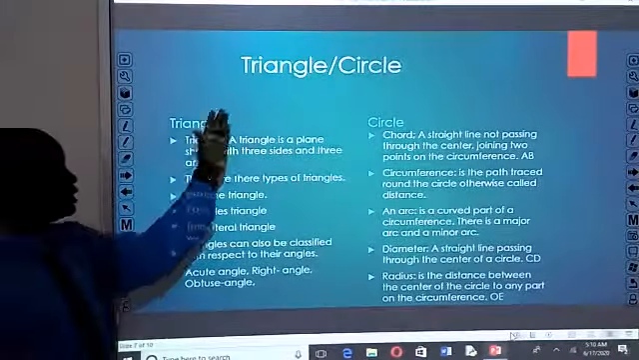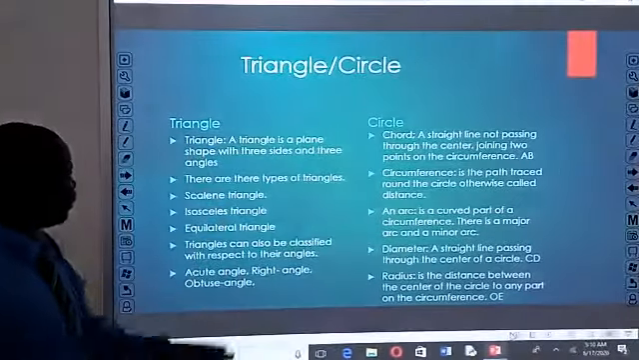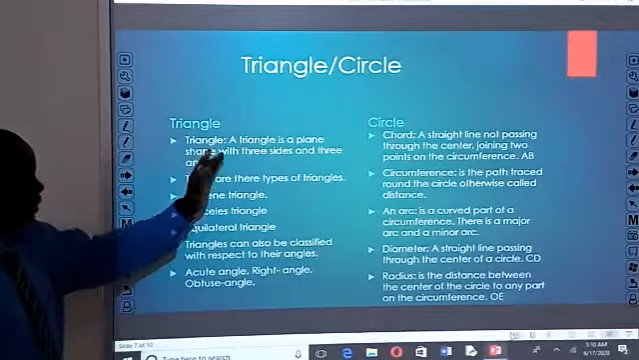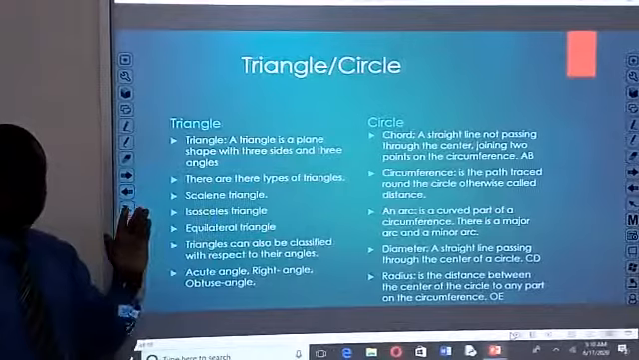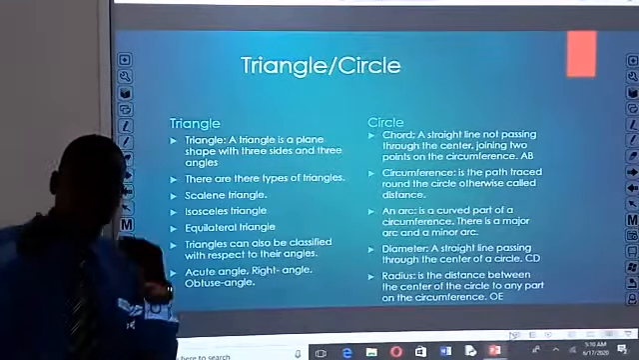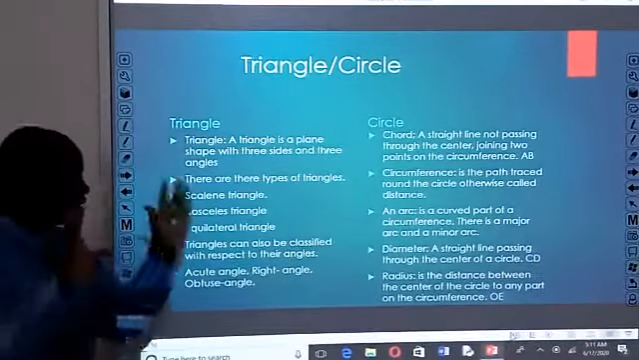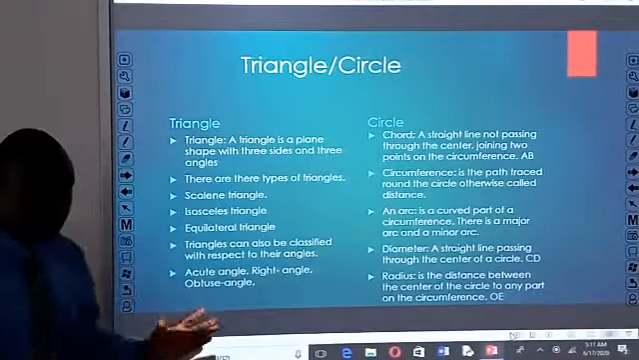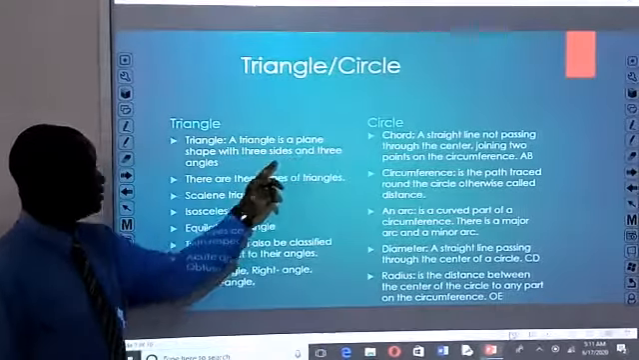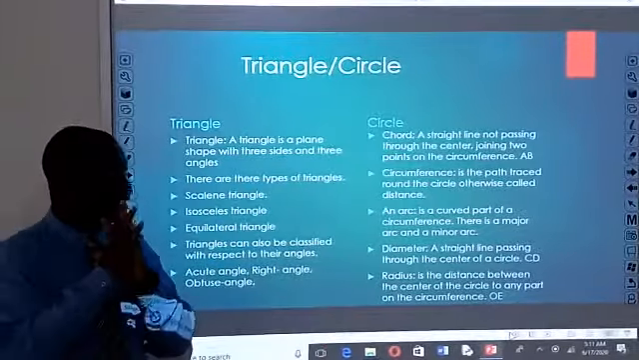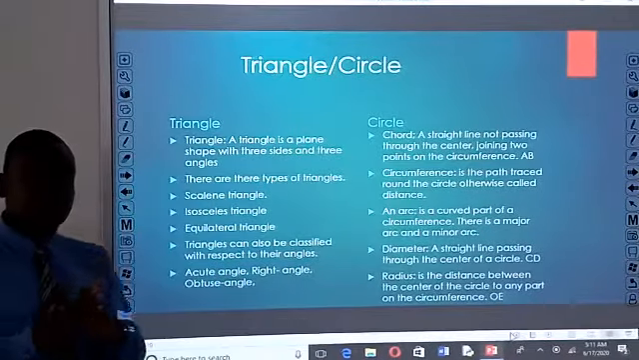Now, we're going to look at triangles and circles. A triangle is a plane shape with 3 sides and 3 angles. Take note, there are even different types of triangle. But in a general sense, a triangle is what? It's a plane shape with what? 3 sides and 3 angles. Irrespective of their classification, we have what? 3 sides and 3 angles.